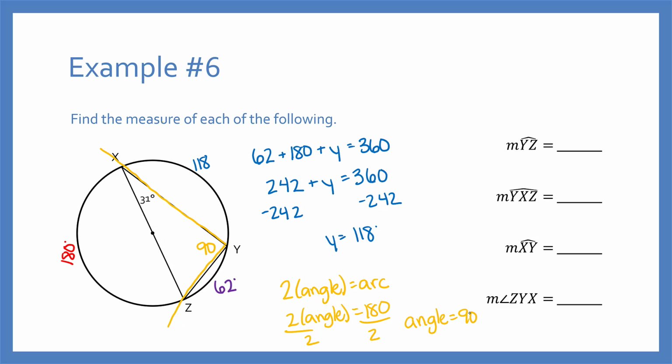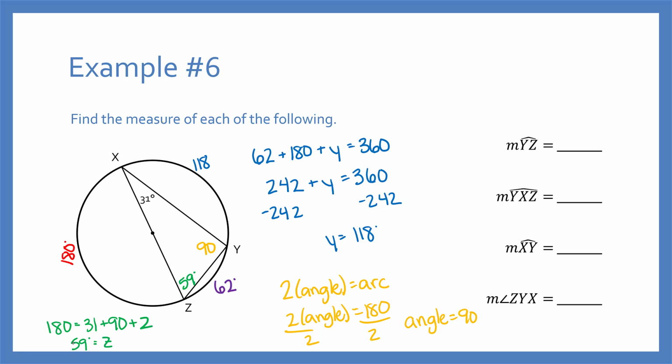And then you can do the same thing for angle Z, or you can use the triangle sum theorem and look at just that triangle. So if I use the triangle sum theorem to find angle Z, 180 equals 31 plus 90 plus Z. Subtract it all from 180, and Z equals 59 degrees. Now you have everything filled in. Go back and fill in what it wants to know.